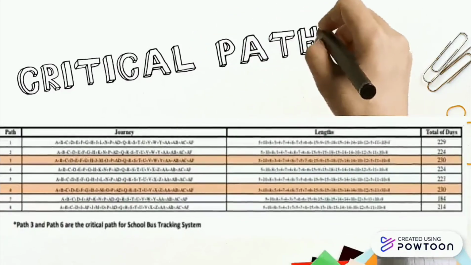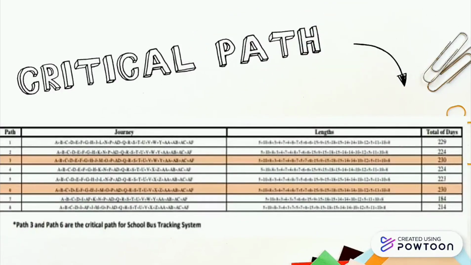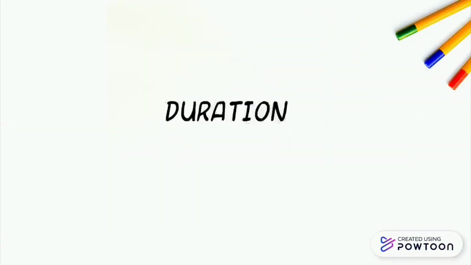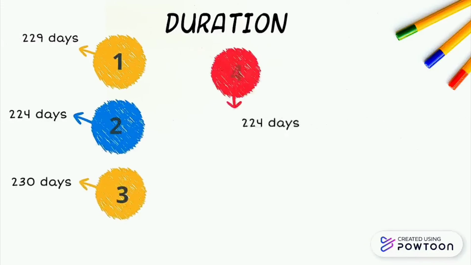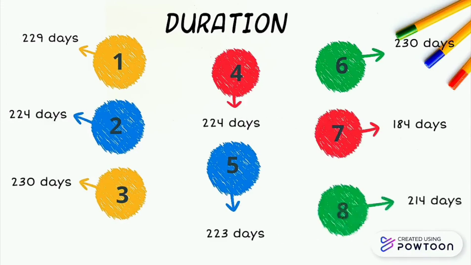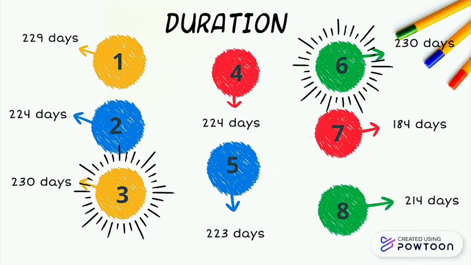Based on the activity on arrow, we have done some calculation of critical path. Based on the activity on arrow method, we have found that there are 8 processes for this project, and it shows that process number 3 and process number 6 is the critical path for this project, and it consists of 230 days.